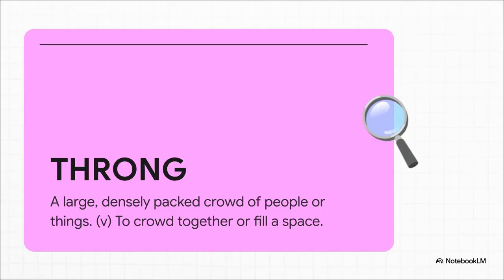Now, a throng is also a large crowd, a lot like a horde. But here's the key difference. A throng is a densely packed crowd. Imagine a super busy market or a subway station during rush hour. You could say, a throng of commuters pushed their way onto the train. It can also be used as a verb, like, fans thronged the airport to see the celebrity.